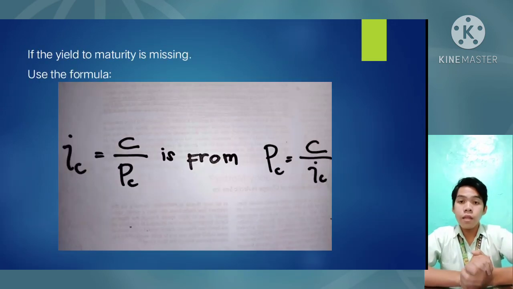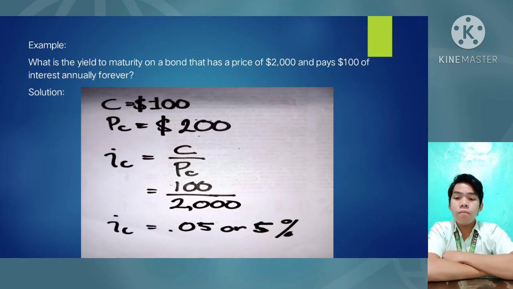So what if the yield to maturity is not given? This formula would help, which is I is equal to C over P, where I is for the yield to maturity, C is for the yearly payment of the console, and P is for the price of the console. This formula is derived from the original formula in finding the price of the console, which is P is equal to C over I. For example problem, what is the yield to maturity on a bond that has a price of $2,000 and pays $100 of interest annually forever?